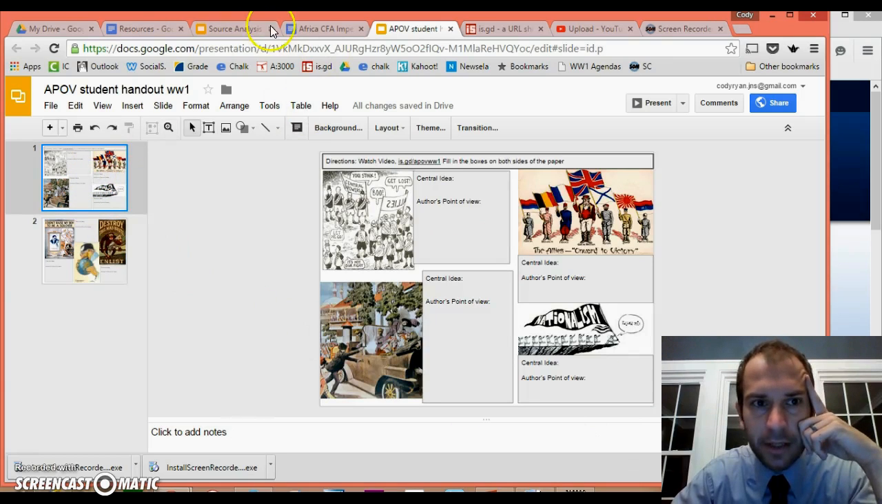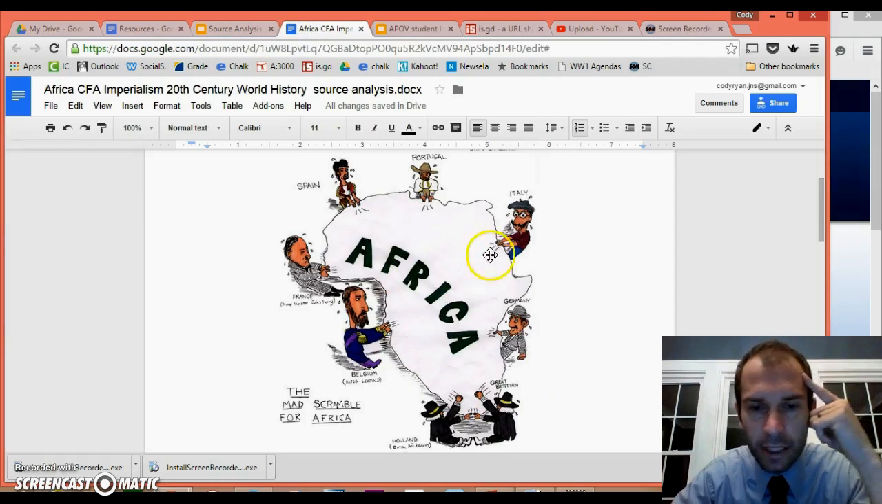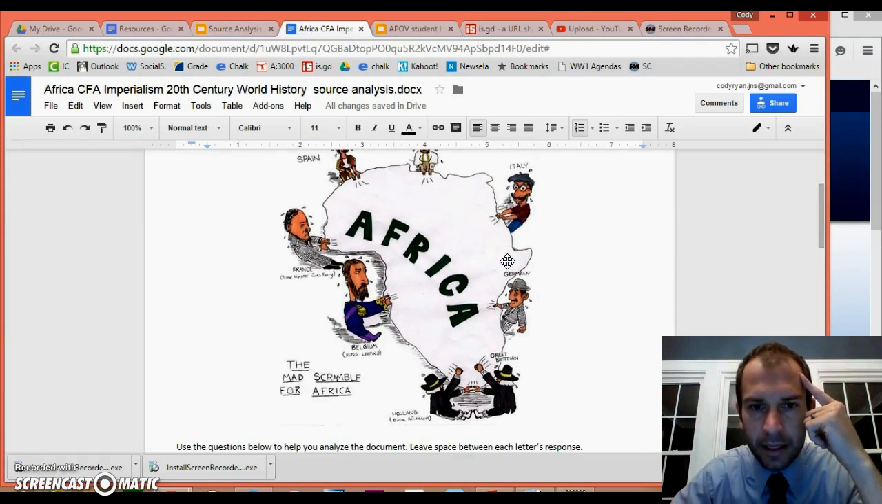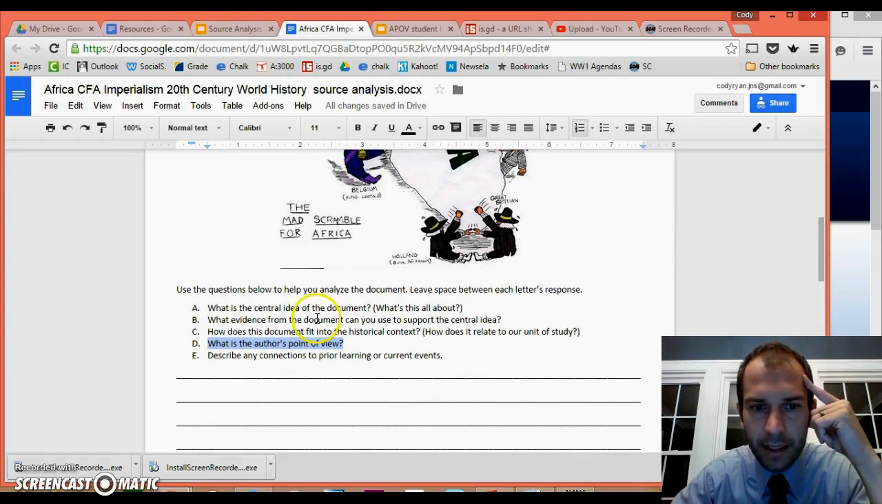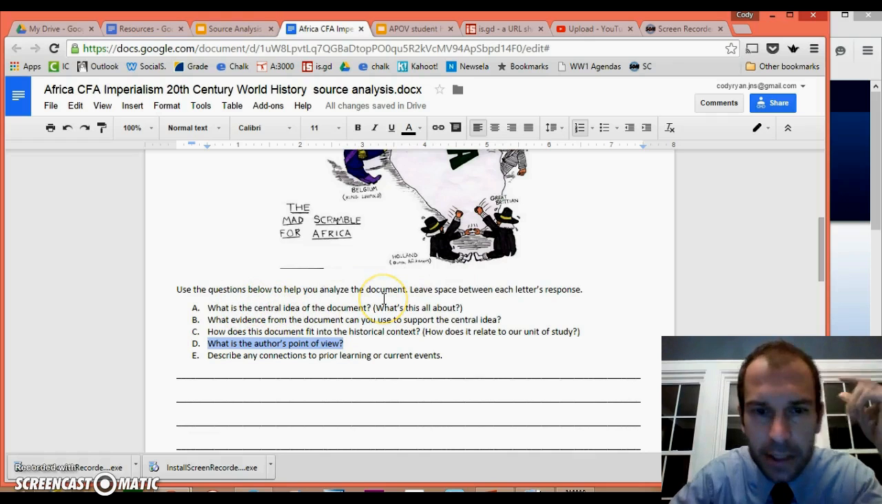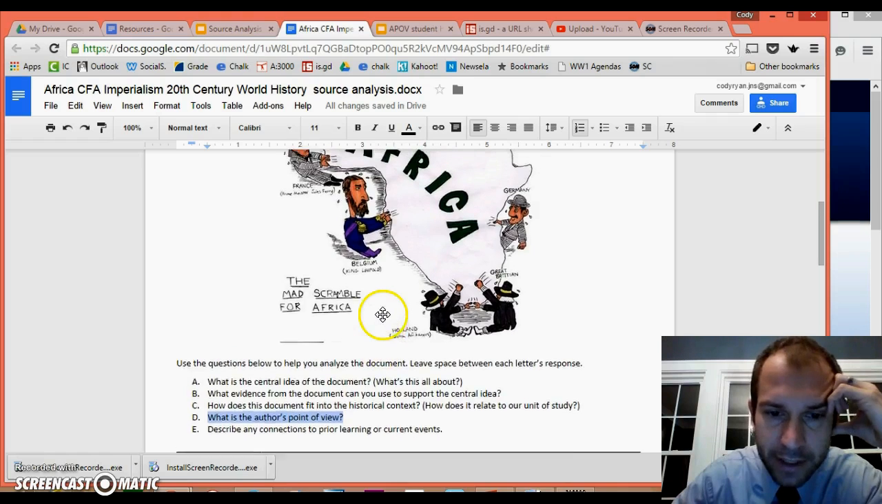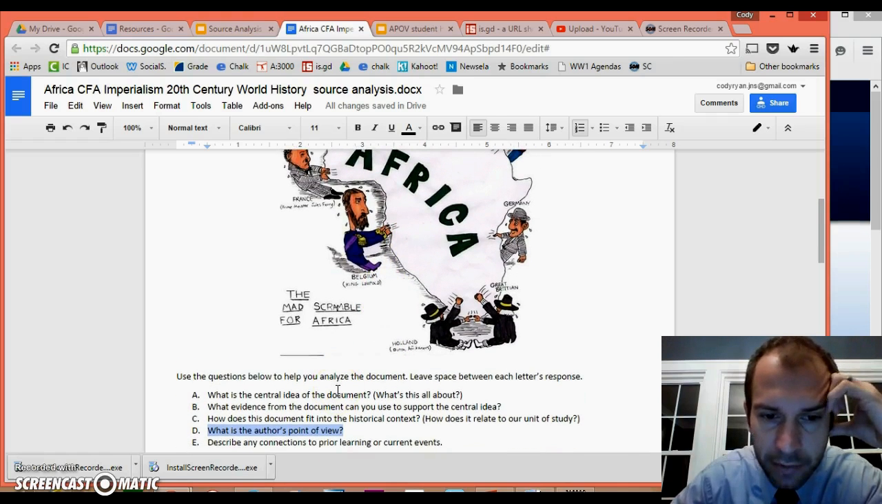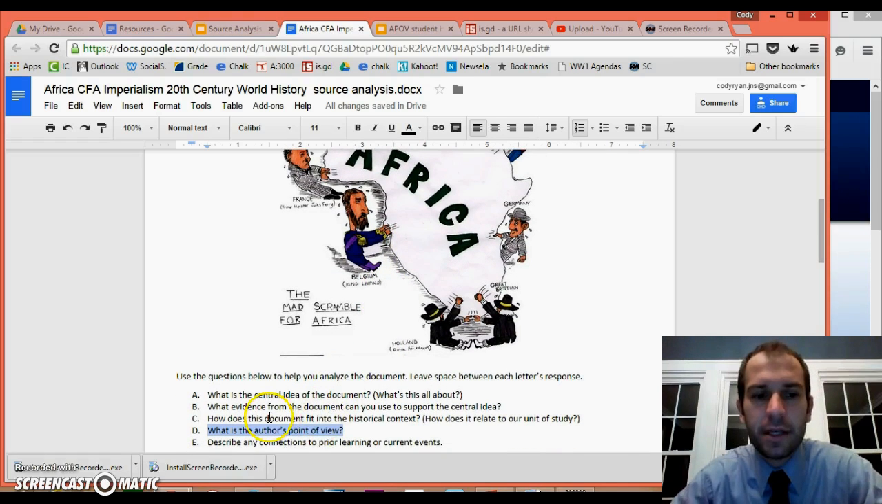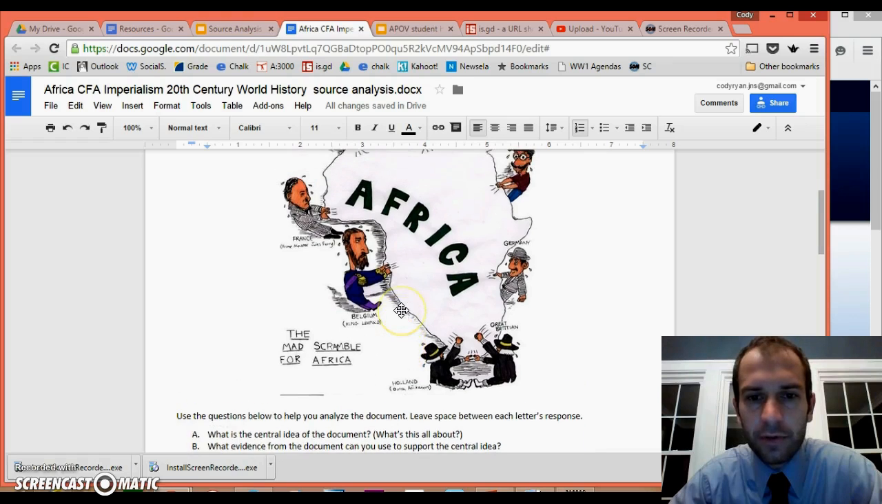And let's look at our last assessment. We did this one on Africa. And to remind you, the main thing is, what is the central idea? What is this picture about? And then what evidence can you use to support that? We're always looking for you to back things up with evidence. And then how does the document fit into the historical context? But we're going to focus today on what is the author's point of view.